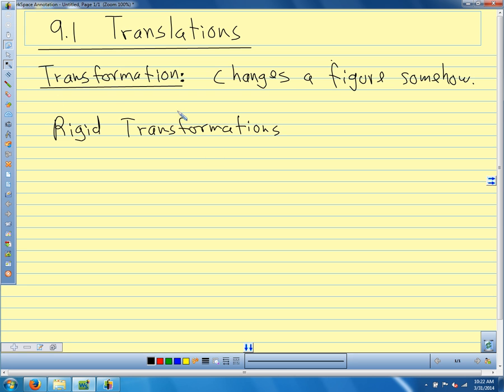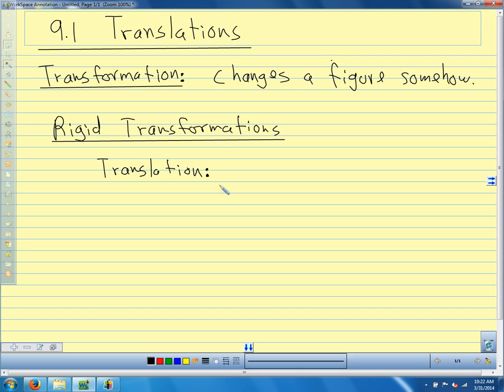So our rigid transformations, we have three of them. First one is what we're going to spend a little more time on today, a translation. So what are we going to guess that a translation is going to do to a geometric figure? And we think the word translation means. Doesn't have to do with language. Any guesses? So it has to do with movement.